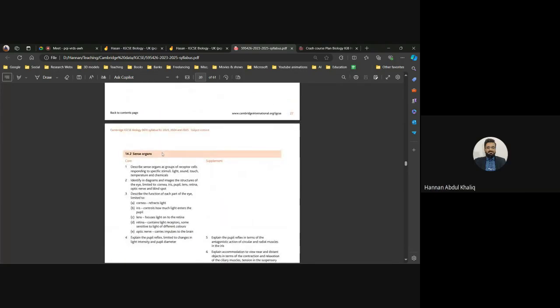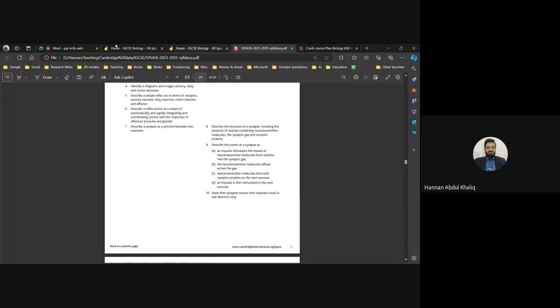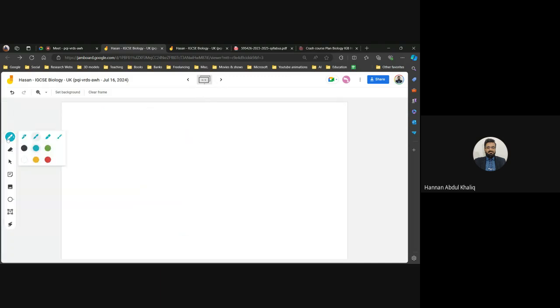Okay. So the thing is, when we go back to the concept of coordination, you will feel that we have been talking about the principle of coordination. What is the principle of coordination? Stimulus, then receptor, then coordinator, then effector, and then response. Didn't we design the same thing yesterday?